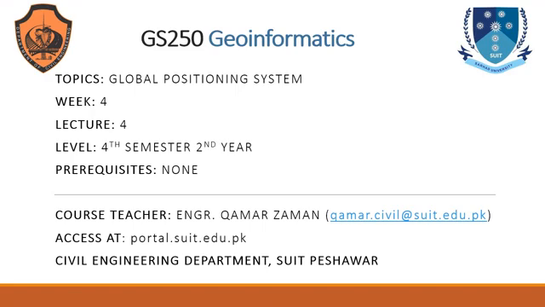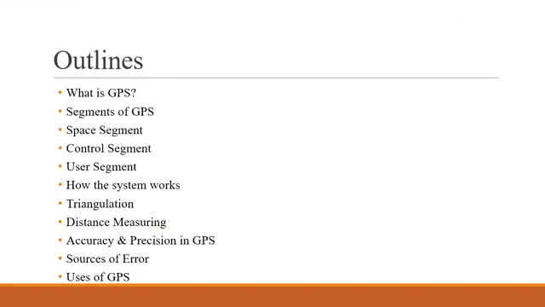Topic for this week is global positioning system. We have already covered the first part of this topic, and this is a continuation of the global positioning system for week 4, and this is our lecture 4. Coming towards the outline of this topic: what is GPS, segments of GPS, space segment, control segment and user segment. We have already read these topics in the previous week.